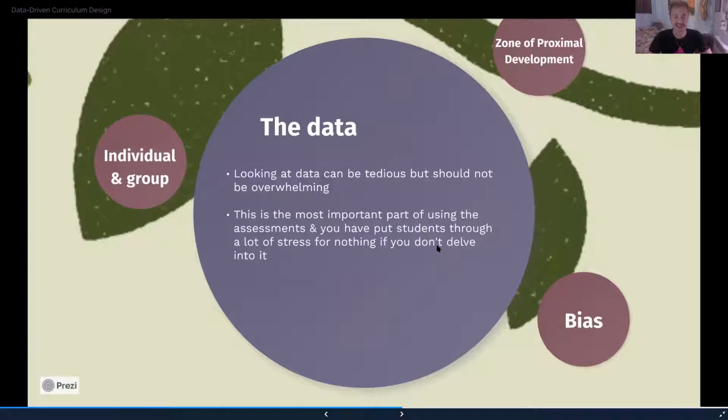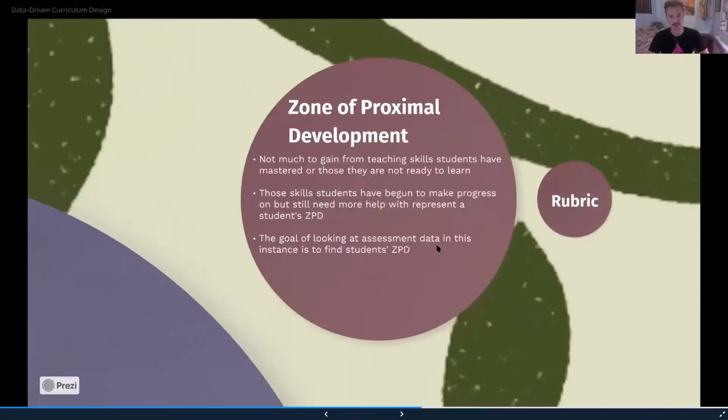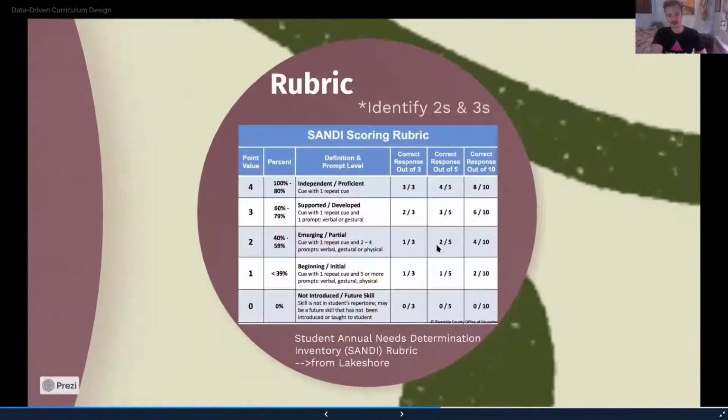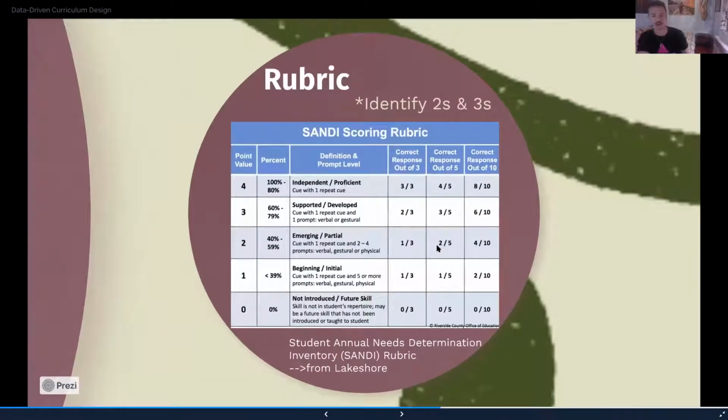The data itself is the part that overwhelms a lot of people. It can be very tedious, but there's no point in getting the data if you're not going to use it. Like I said before, your goal is to identify students' zone of proximal development. And a rubric that I really like for this is put out by Lakeshore's Sandy assessment.